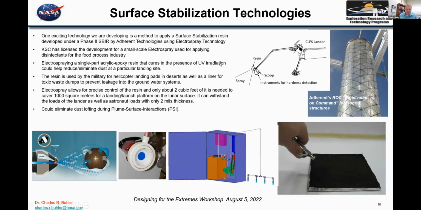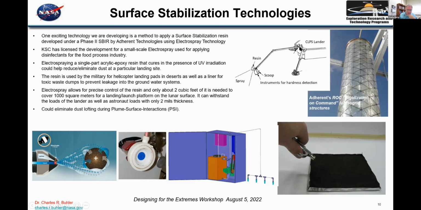A spray-on tarp can be used to prevent the plume surface interactions, so the lander can land on a surface. It's a surface stabilization technology. The astronauts can walk on it. So if you make the landing site out of this material, you can choose when you want to get dirty versus when you want to play in the dirt, instead of having to deal with the dust issue. So these are some of the things we're thinking about implementing.